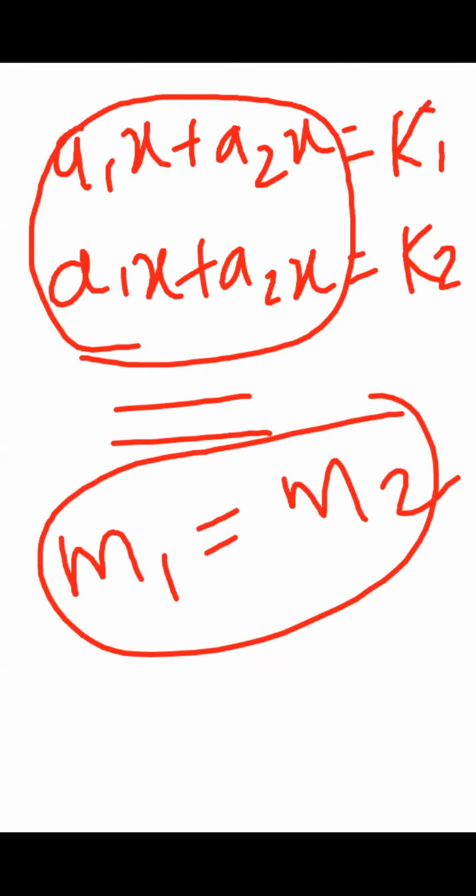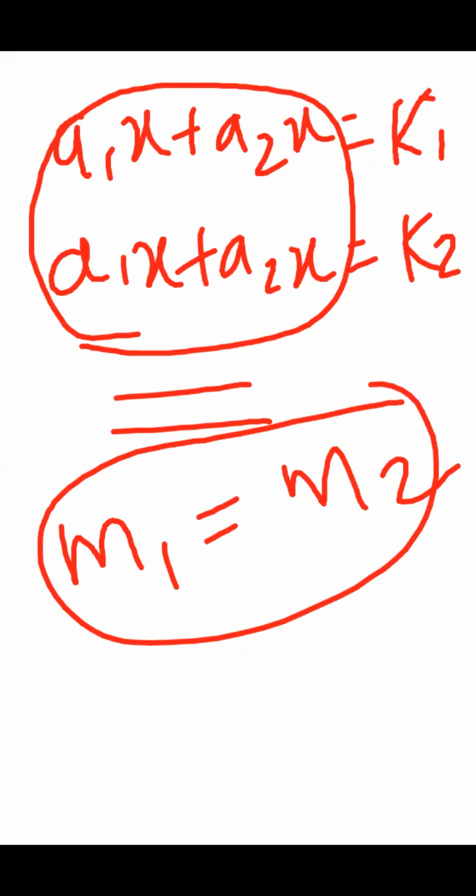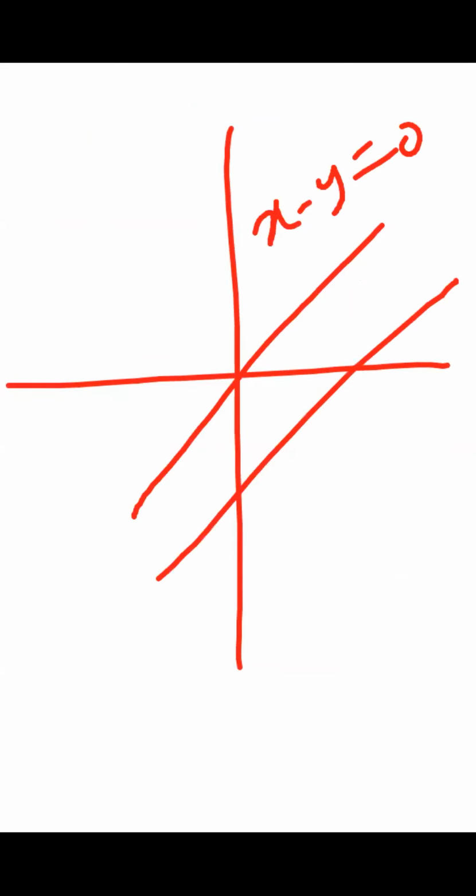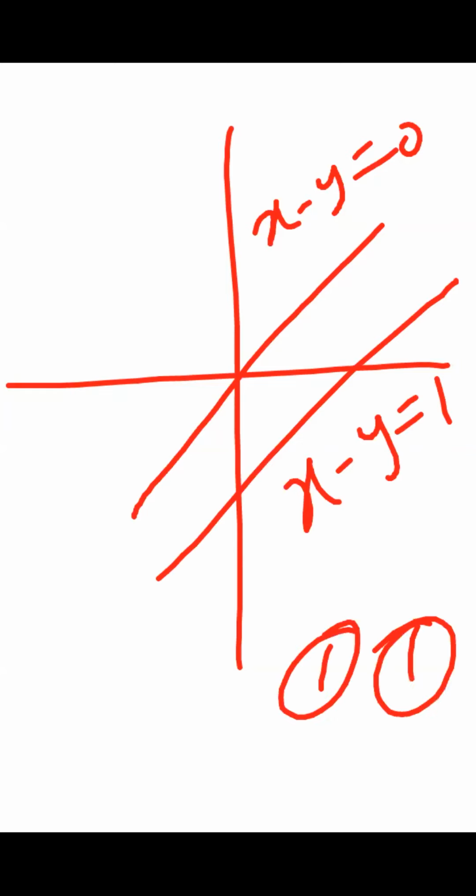Let me check whether it is true or not from our understanding. Say just now we have drawn lines like this. This is x minus y is equal to 0, and the next one is x minus y is equal to 1. What is the slope of both the lines? Yes, 1, sir. The slope of both lines is 1 only. So two parallel lines will have equal slope. That is another way to identify parallel lines.